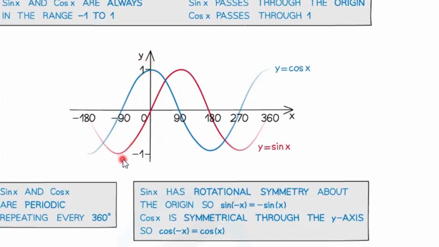On the other hand, if I do the same thing for my cosine graph, if I look at cos 180 as well as cos minus 180, we can see that the values for the cosine of an angle and the cosine of that negative angle are not going to be different. They're actually going to be exactly the same.